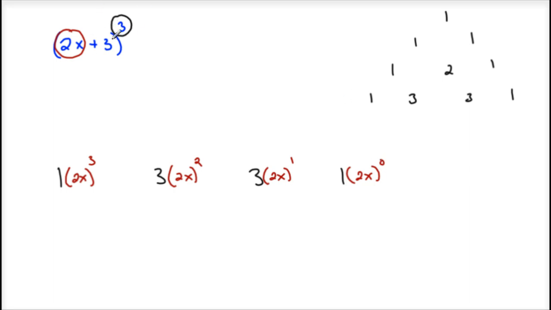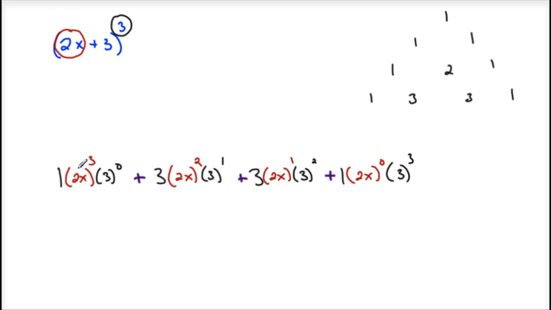Now I have positive 3. So let's go with the positive 3. So I'm going to start from here. 3 to the third power times 3 to the second power times 3 to the first power times 3 to the 0 power. All addition, we'll put addition signs in between everything. And then your last step, simplify.